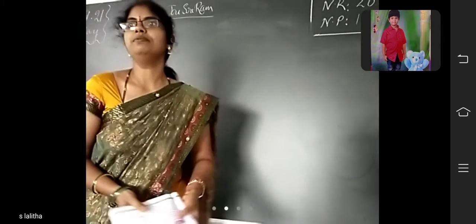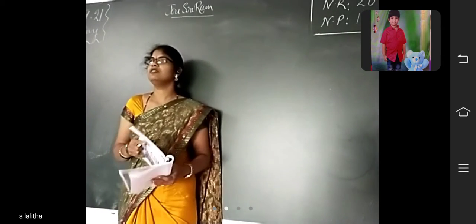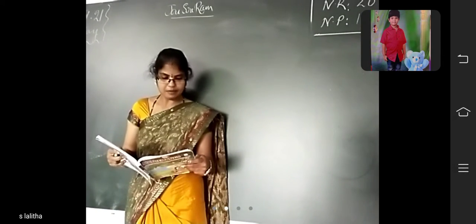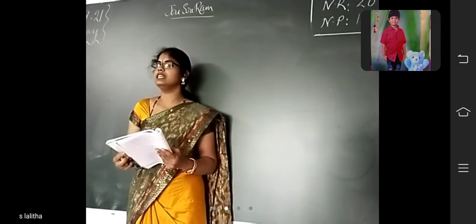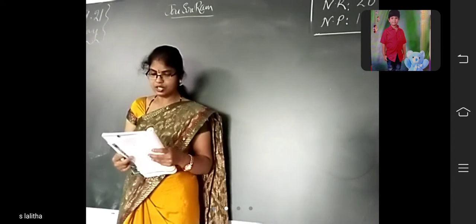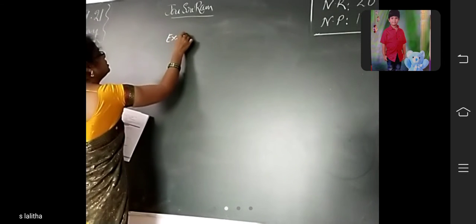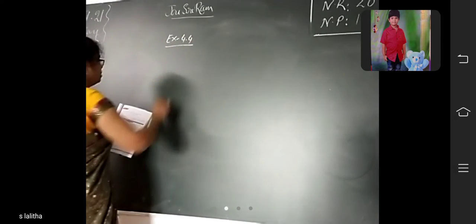Good afternoon, children. So in the previous class, how many did we learn? Up to example 12 we learned. Now write the heading Exercise 4.4. Write the first question. Exercise 4.4. What is the first question? Find 40 minus of 22.